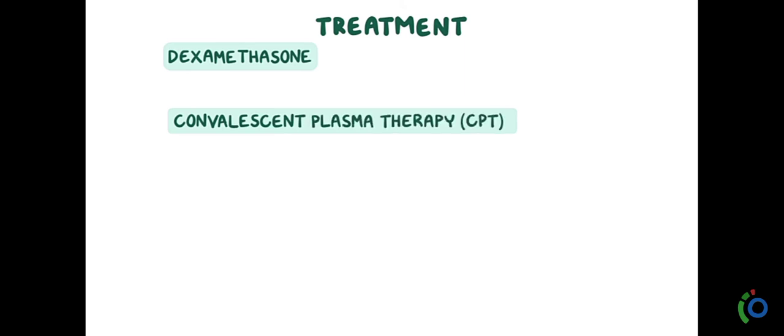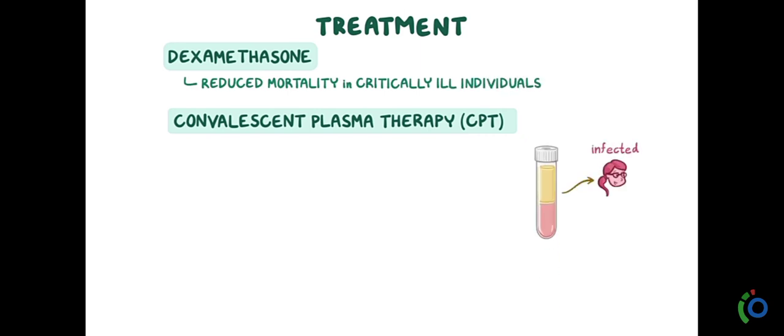2 treatment options have shown promising results in preliminary trials. These include dexamethasone, which is a corticosteroid, and convalescent plasma therapy, or CPT. A study done in the UK showed that dexamethasone reduced mortality in critically ill individuals with COVID-19. On the other hand, convalescent plasma therapy is based on the principle of transfusing infected individuals with the plasma of someone who has already recovered from COVID-19. The anti-COVID-19 antibodies in the plasma provide passive immunity to fight the infection.